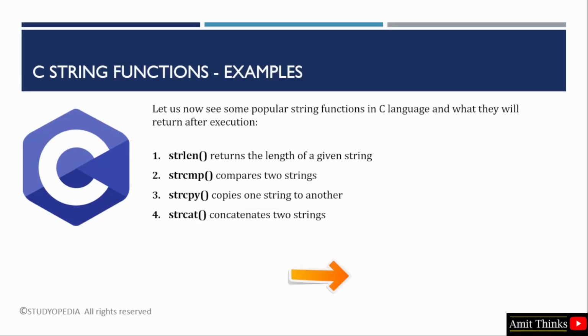Here are some of the most commonly used functions in C language to manipulate strings. Find the length of the string, compare strings, copy one string to another, concatenate strings, and perform other operations. Let us now understand these functions one by one. First, we will return the length of a given string. Let us see it in VS Code.